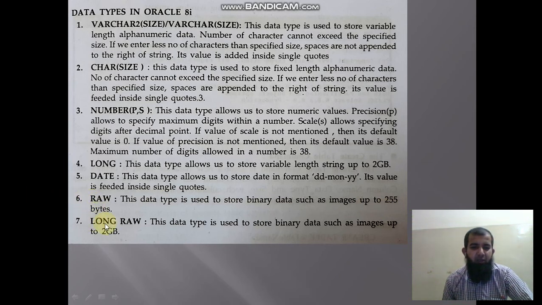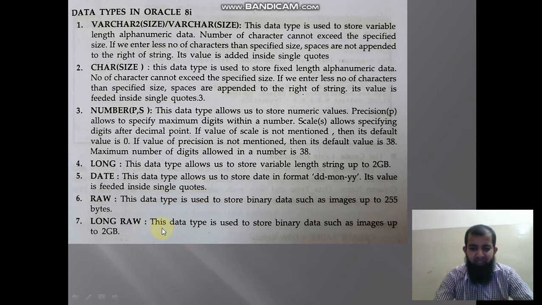Next, the last one is long raw. This data type is used to store binary data such as images up to 2 GB. If the image is big, up to 2 GB, then you have to use long raw. The simple raw data type is up to 255 bytes. If the image is more than 255 bytes, then the long raw data type is used.